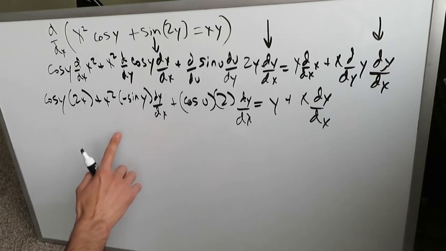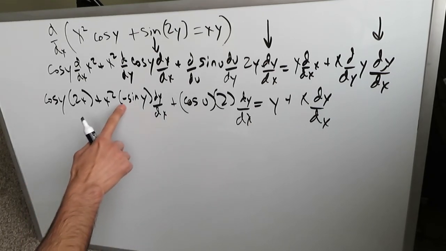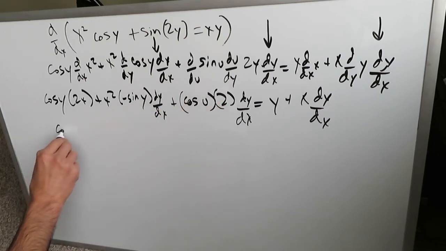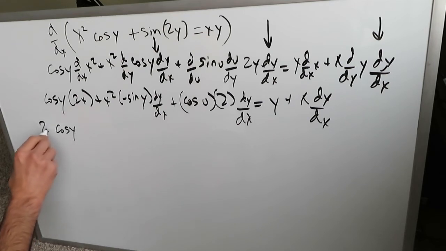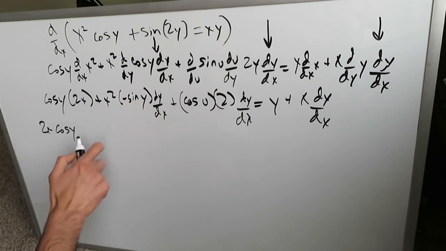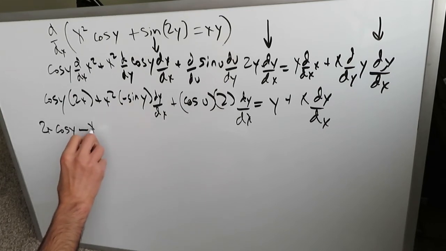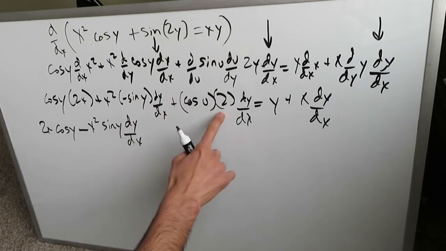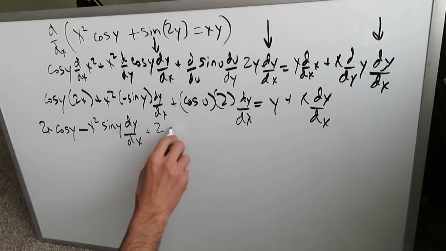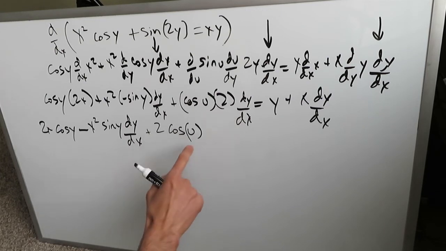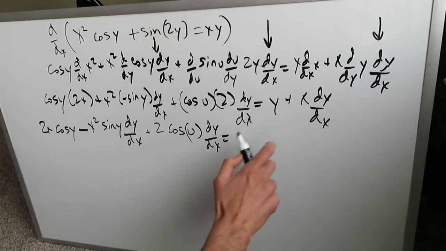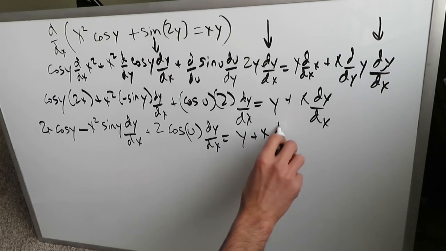So let's start working over here. I'm going to rewrite this. I'm going to bring the minus over here. I'm going to bring the coefficients together and you'll see it. You have a cosine y 2x. See this coefficient 2x, I've written it first. 2x cosine y. This minus will affect this positive and make it minus x squared sine y dy dx. 2 will come as a coefficient. 2 cosine u. I'll add all of these u's at the end. Dy dx is equal to y plus x dy dx.